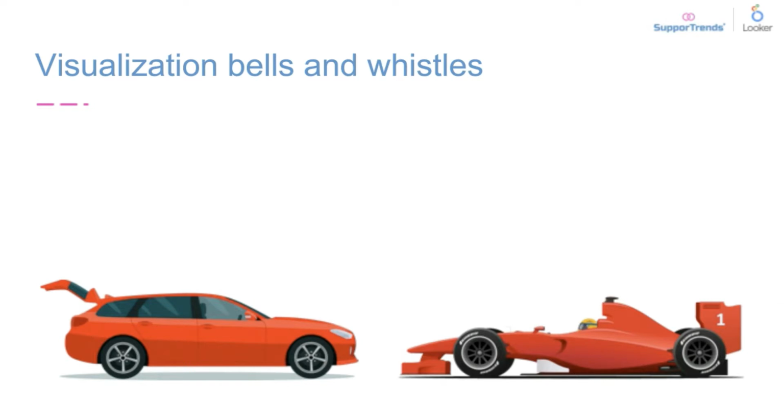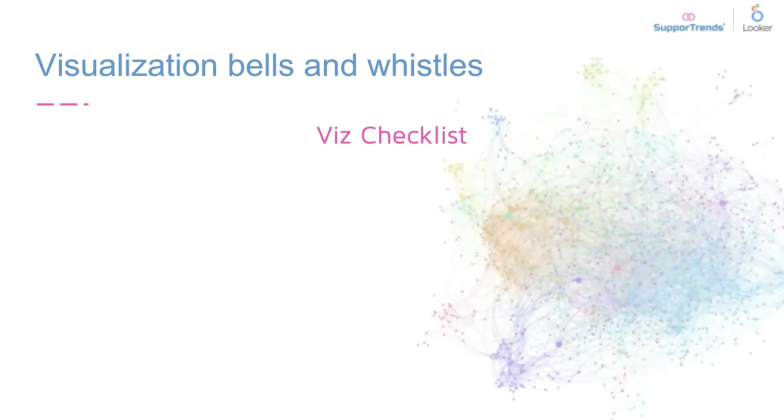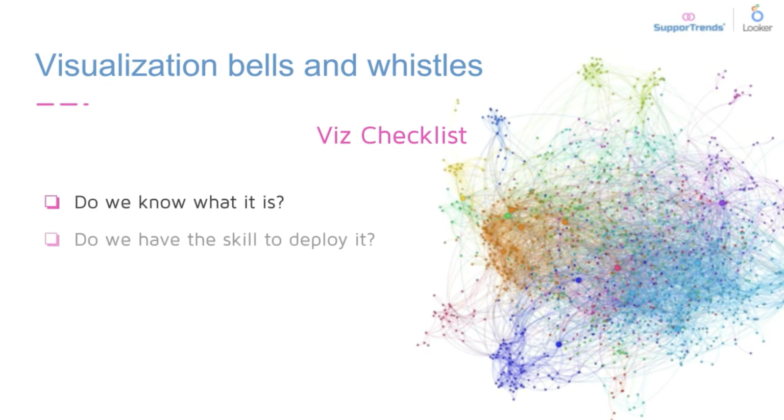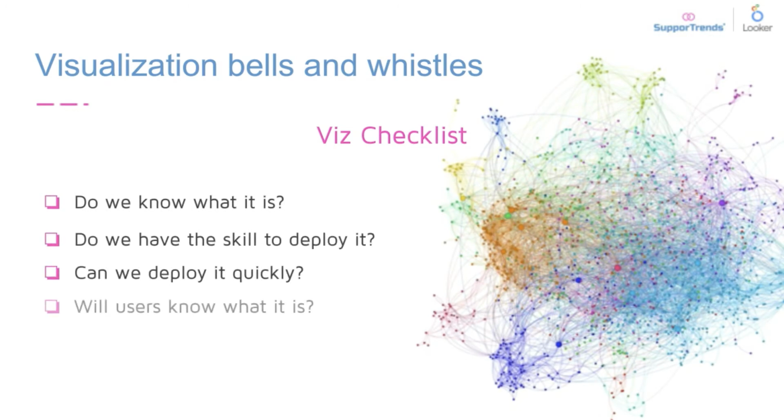This is just a really oversimplified way to look at it. But with visualizations, the same thing can happen. So we produced a visualization checklist. The first thing that we always wanted to ask ourselves was, do we know what the visualization is, or what it's trying to tell us? Do we have the skill to deploy it? If we do have the skill, can we deploy it quickly? And perhaps most importantly, will the users know what it is?